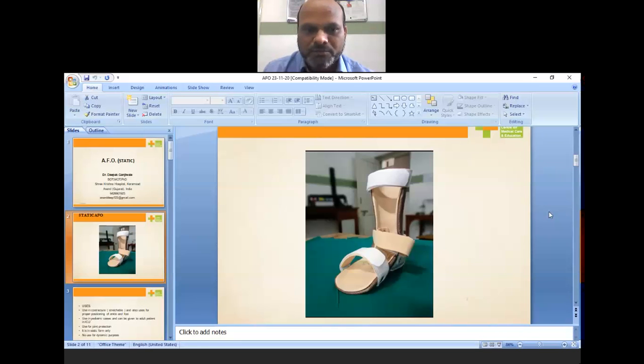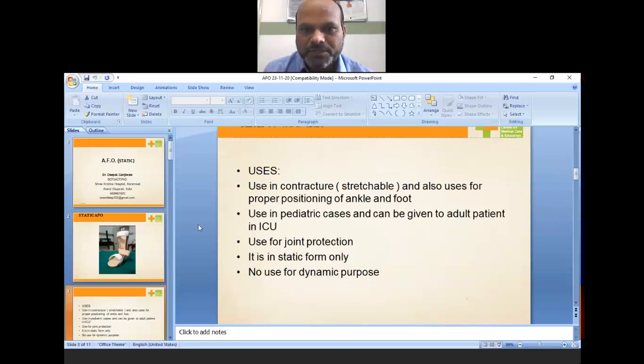So I will show you the uses of this splint first of all, and then we'll go for how to make this splint. So use in the contracture, basically the contracture that is stretchable contracture.